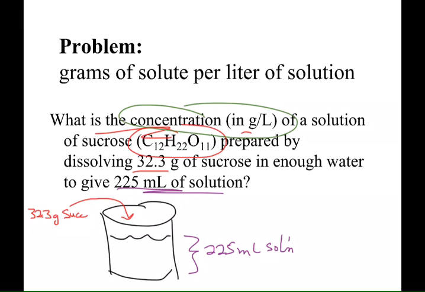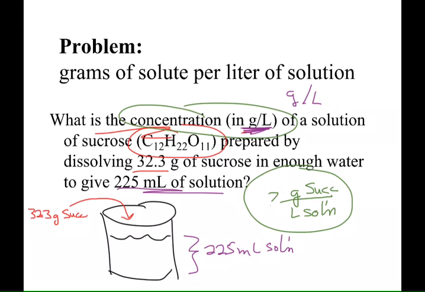What is the concentration in grams per liter? So question mark, grams, that would be grams of solute. What's the solute? The solute is sucrose, so grams of sucrose per liter of solution. I am definitely a proponent of taking that G/L. What does that mean? Here's what it means. Grams of sucrose per liter of solution.